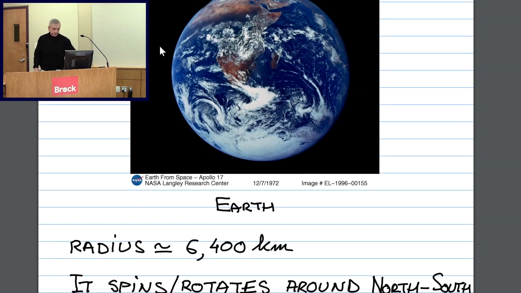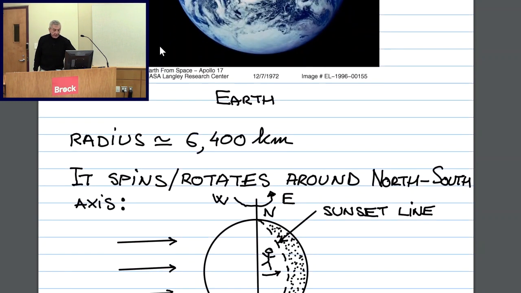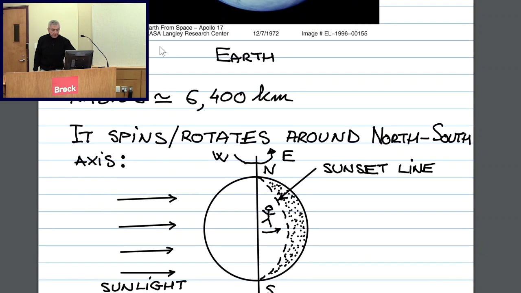So here is a sketch that describes the Earth's spin. As I said, the Earth is spinning from west to east, as observed from above Earth's North Pole. It's spinning around the north-south axis. And the sunlight is coming here from the left, so that half of the surface of the Earth is illuminated by sunlight, while the other half is in the shadow.